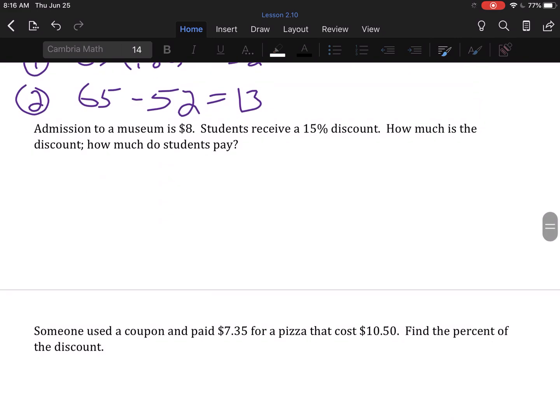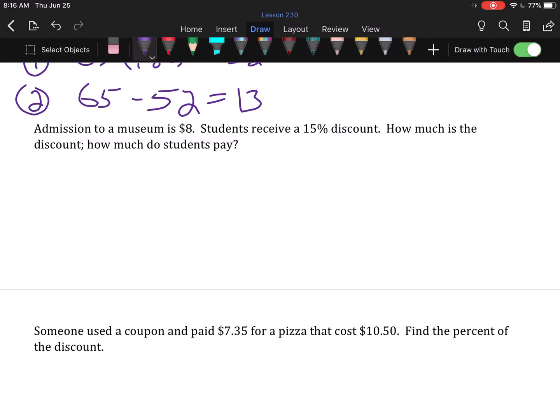Admission to a museum is $8. Students receive a 15% discount. How much is the discount? How much do students pay? 2 questions. So the first question is, how much is the discount? Well, discount is going to be the cost of the ticket times the percentage of the discount. So this is 8 times 0.15. And that is $1.20.